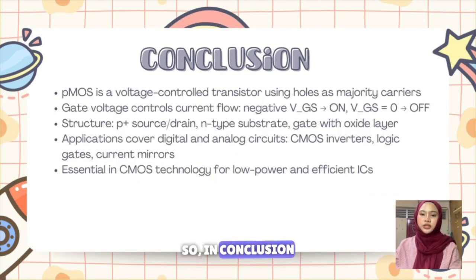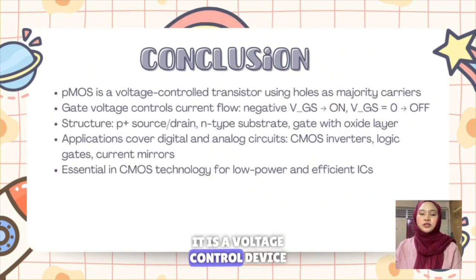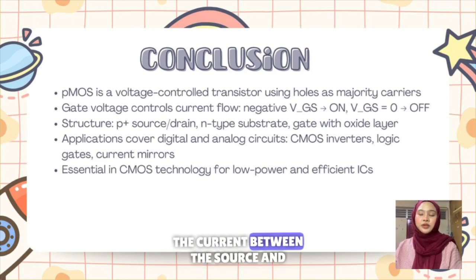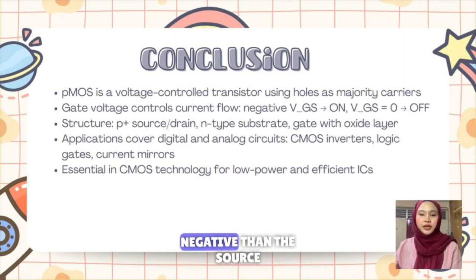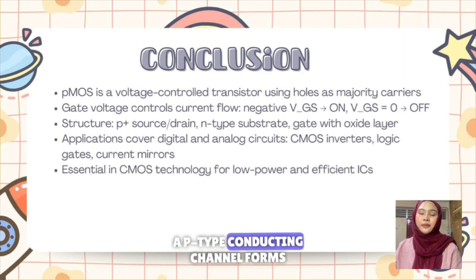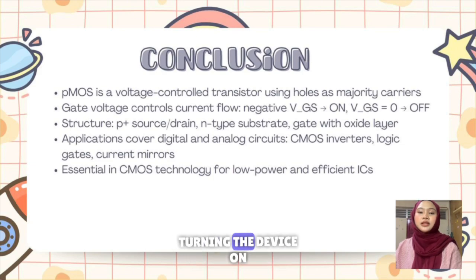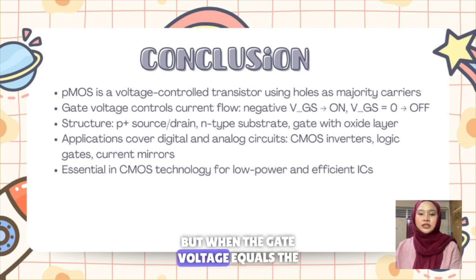So in conclusion, the PMOS is a key building block in modern electronics. It is a voltage controlled device where the majority carriers are holes. The current between the source and drain is determined by the gate voltage. When the gate voltage is more negative than the source, a P-type conducting channel forms, turning the device on. But when the gate voltage equals the source voltage, the channel disappears and the device is off.